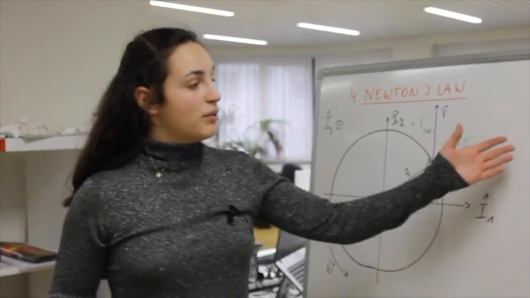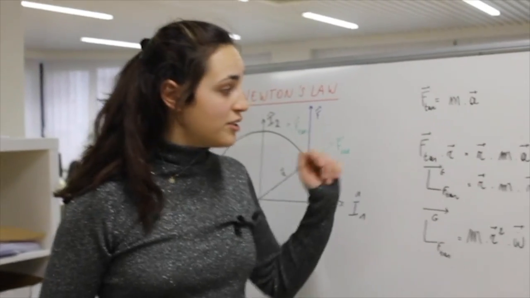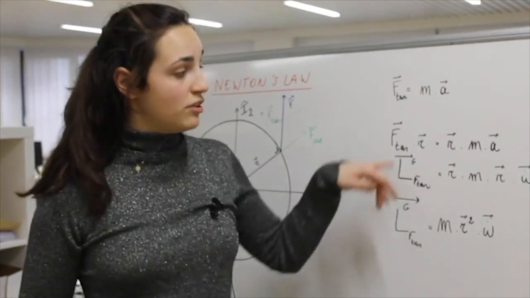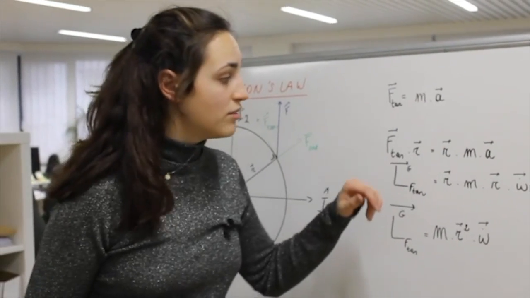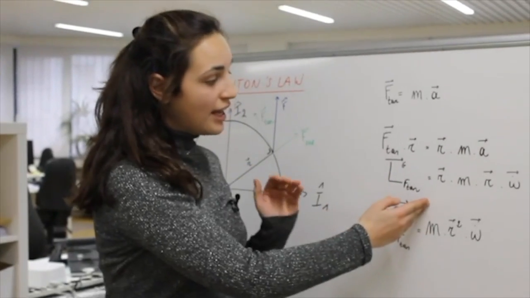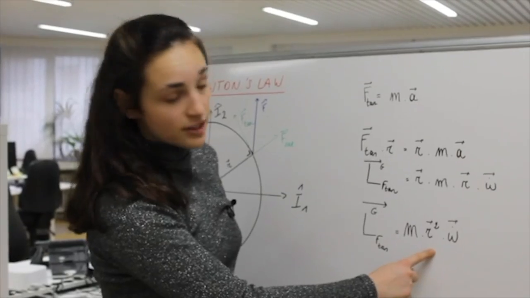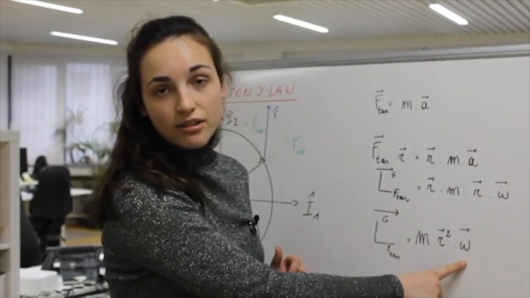Now, because we have multiplied the left side of the equation by r, we need to do the same for the right side of the equation. So, on the left side we have the torque, and on the right side we have the mass times the radius squared times the angular acceleration.